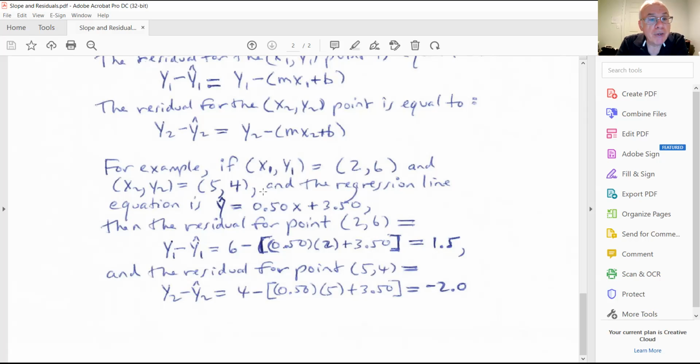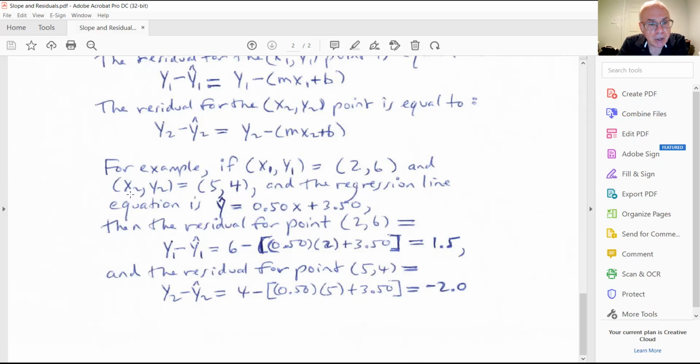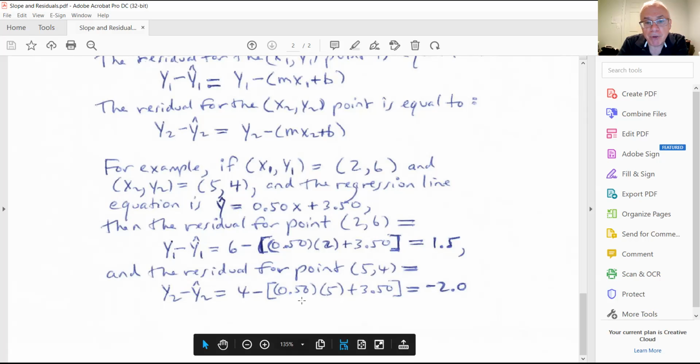Do the same thing for the second point, where x2 is 5 and y2 is 4. So we know that the actual value of y is 4 minus, and then we put in our estimated y as the equation of the line. Then we're saying again the slope times the x value, which in this case is 5, plus 3.5. So 5 times 0.5 is 2.5, plus 3.5 is 6. 4 minus 6 is -2. So -2 is your residual. All right, so that shows you exactly how to calculate residuals.